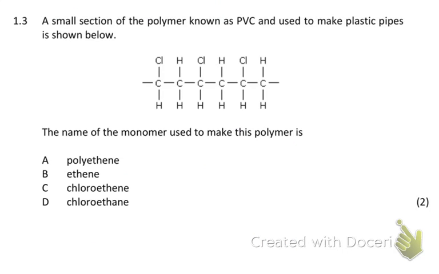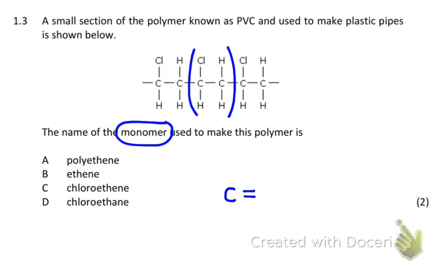Okay, here's a small section of polymer chain, PVC, polyvinyl chloride, and the question asks for the monomer. And the way to do these questions is to find the smallest repeating unit that makes up that polymer. And so the smallest repeating unit would be a 2-carbon chain with a chlorine attached to the one carbon and then hydrogens to the other.